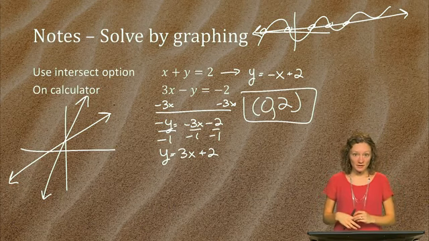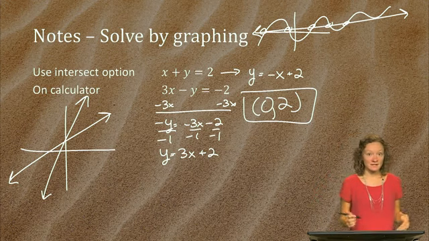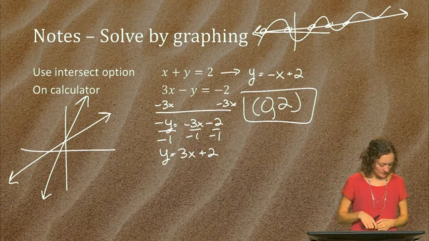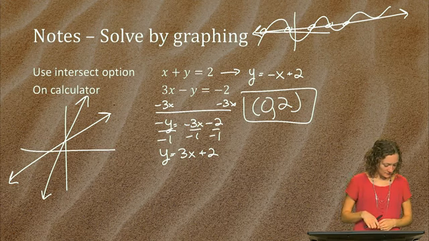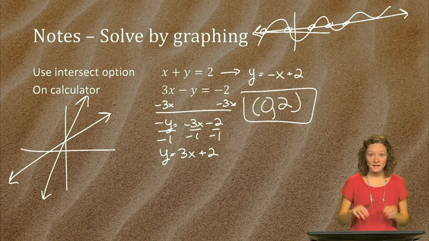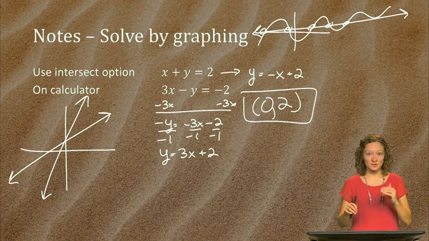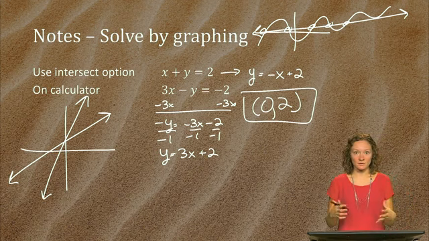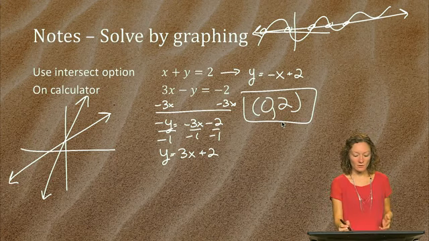So those steps in the calculator, again, are to get into the calculate menu. So you hit second trace, then down to intersect, and then you can hit enter, enter, enter, and it'll give you the answer. It'll give you that ordered pair.